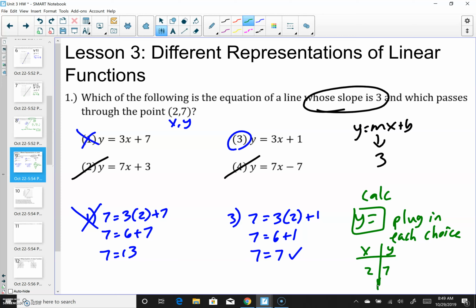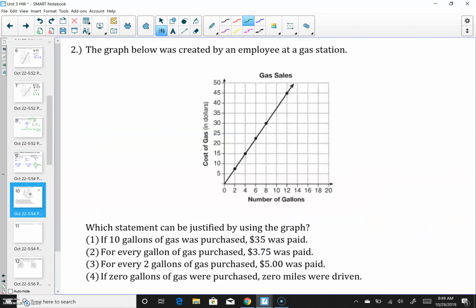For the second one, the graph below was created by an employee at a gas station. Which statement can be justified using the graph? So this is going to be important for us to just go through each answer choice and see what we come up with. If 10 gallons of gas was purchased, $35 was paid. So if we look up here at 10, that looks to be more in the middle and looks more like $37.50 for 10. So that answer choice is going to be out.